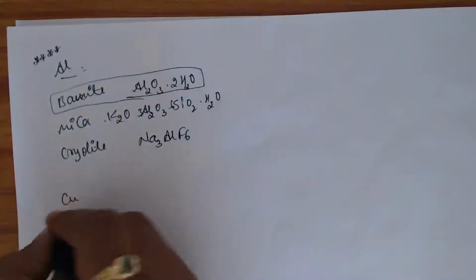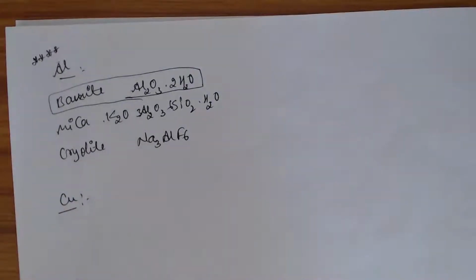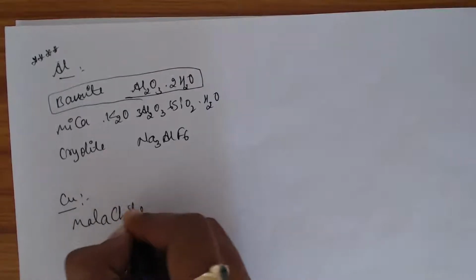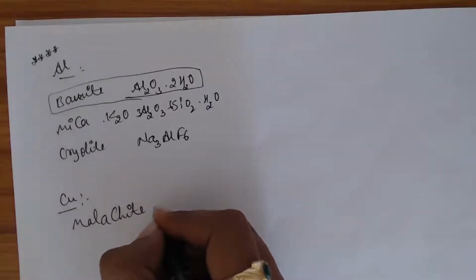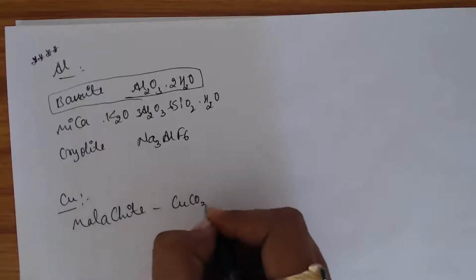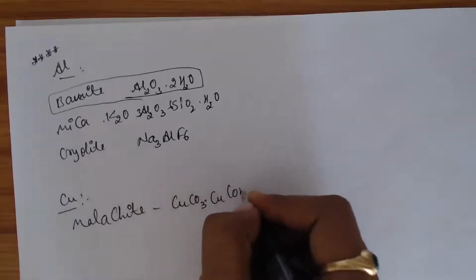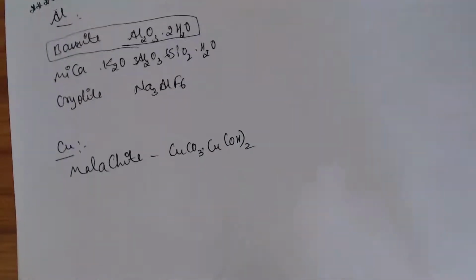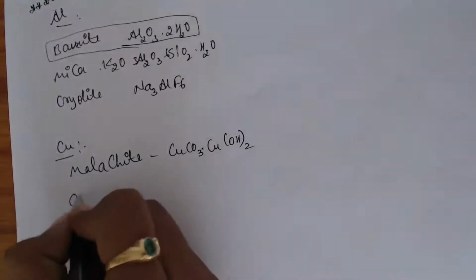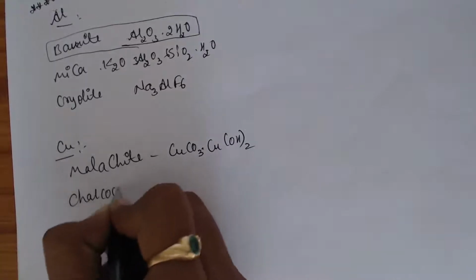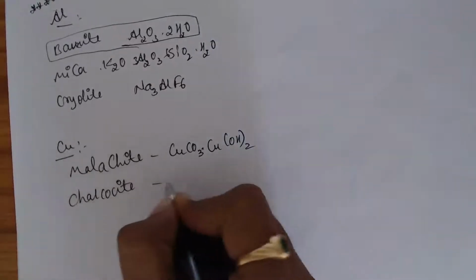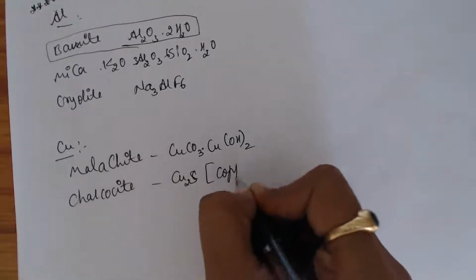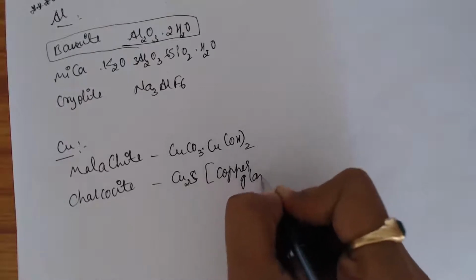Next one is ores of copper. The main ore of copper is malachite. What is malachite? Copper carbonate with copper hydroxide. Next, chalcocite is there. That means Cu2S. This is also called what? Copper glance.